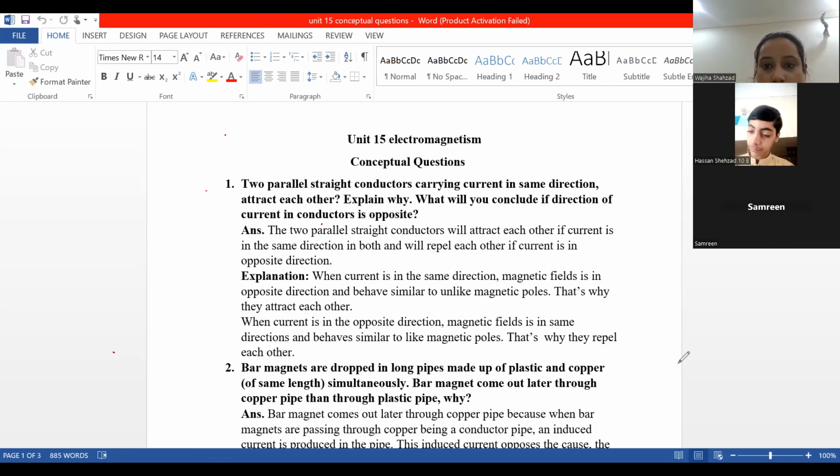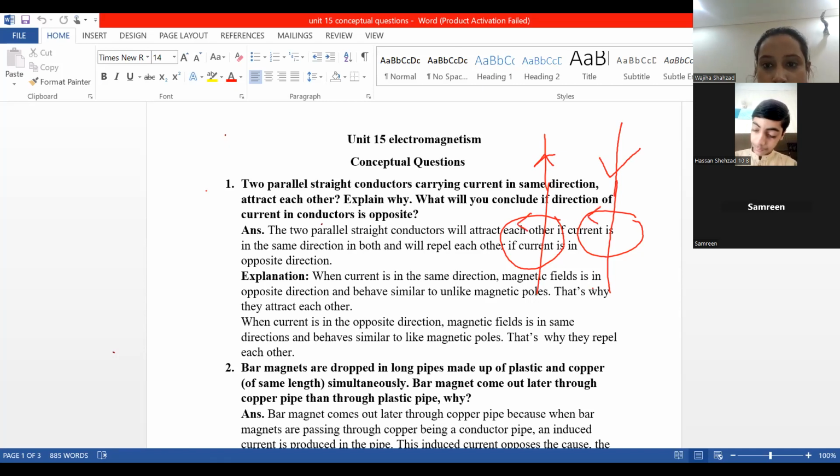But if we see the case in which the direction of the current in the conductors is opposite, what will happen? See, if these are the conductors, I will draw a magnetic field around them. Let's suppose the current in this conductor is in this direction, and in the other conductor the current is in this direction. So they will have the same poles, and the direction will be the same like this. It means they will repel each other because the direction of their magnetic field is the same.